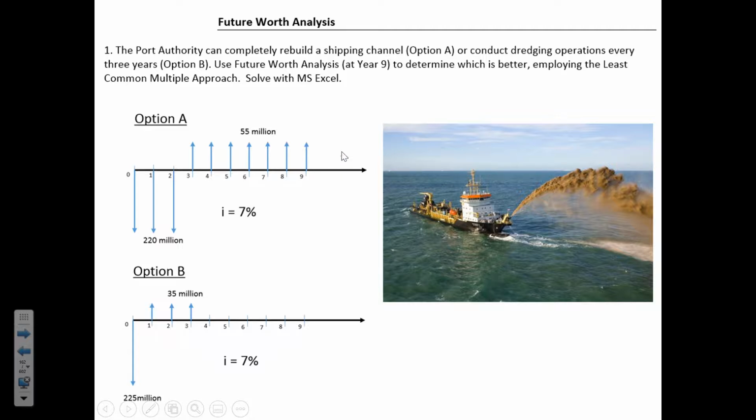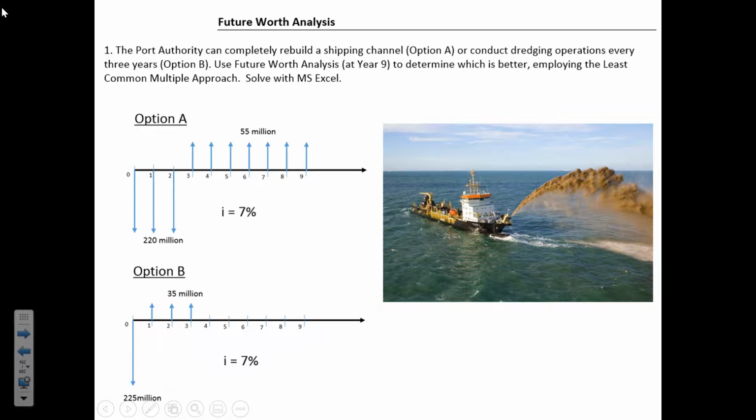Option A, you can see, is more of a long-term solution. It's going to take 3 years of payments during the construction process, but then after the item is built, it'll generate a certain amount of revenue over a 9-year period. Option B, by contrast, is a short-term fix that's going to have to be done several times to get to the same 9-year study period. The problem statement says we're going to use the least common multiple approach, so we're going to use LCM to solve this.